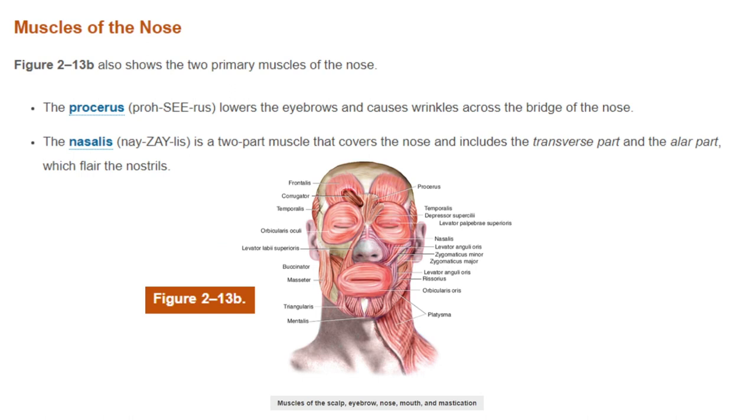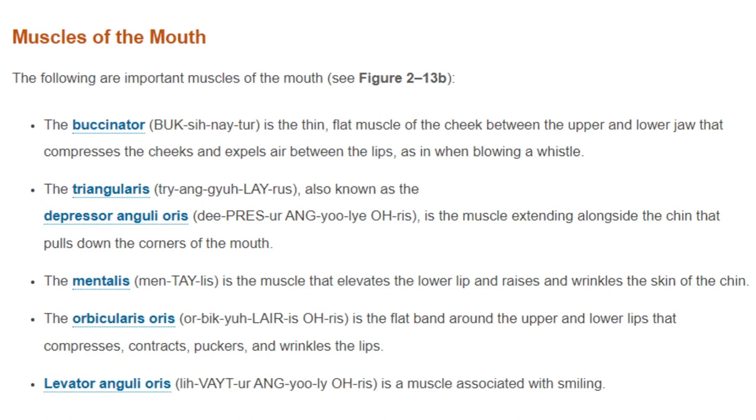Muscles of the nose. Figure 2.13b also shows the two primary muscles of the nose. The procerus lowers the eyebrows and causes wrinkles across the bridge of the nose. The nasalis is a two-part muscle that covers the nose and includes the transverse part and the alar part, which flare the nostrils.